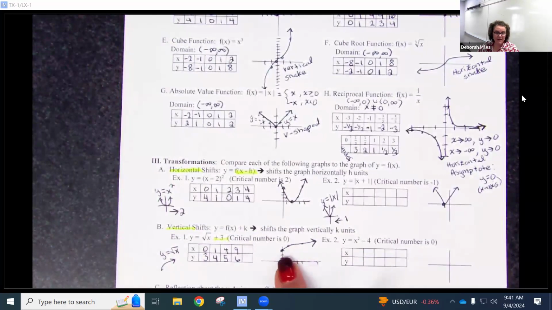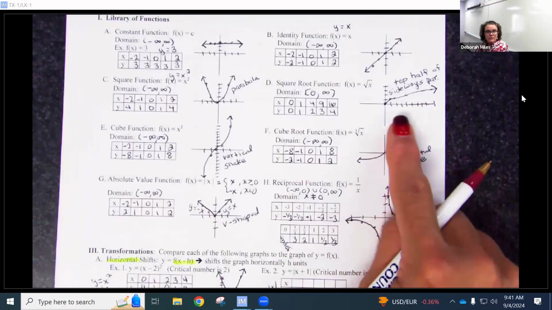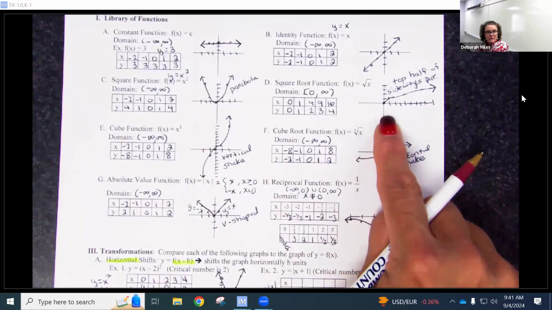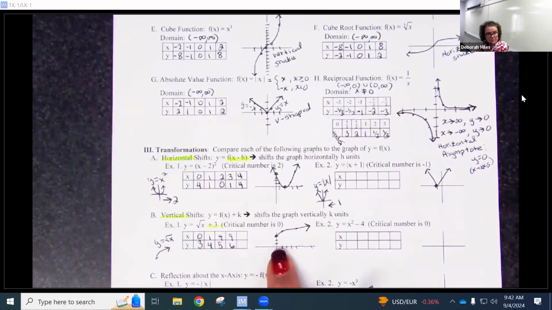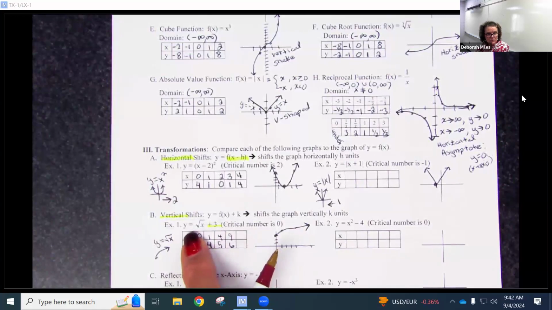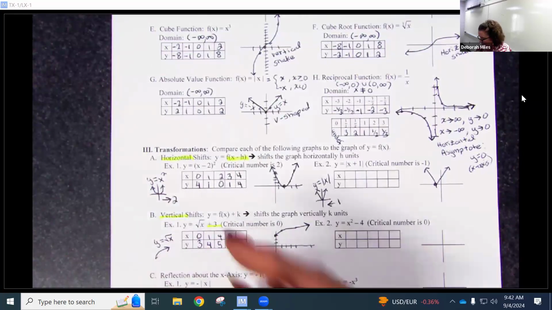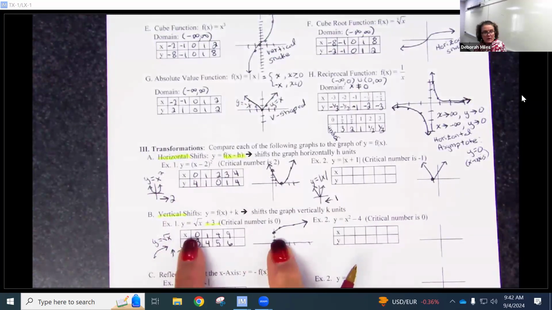Supposed to look like a top half of a parabola. And if I said, how is this graph a transformation of this graph? You'd say it's just this graph shifted up 3. And notice 3 is what was added after we took the square root of each number. So this graph shifted up 3 is the graph of this function.